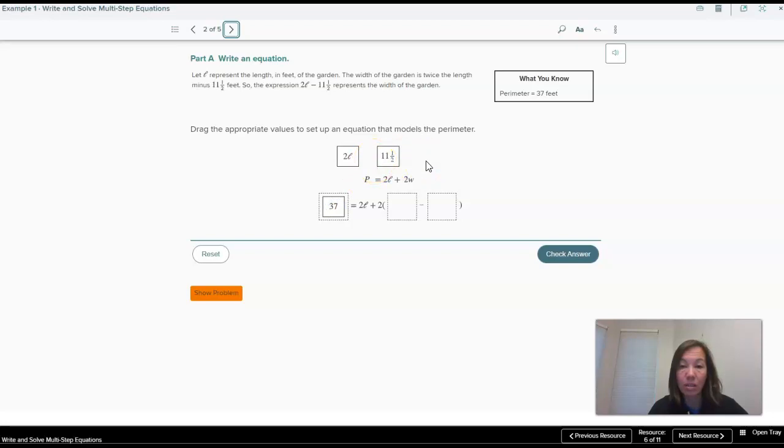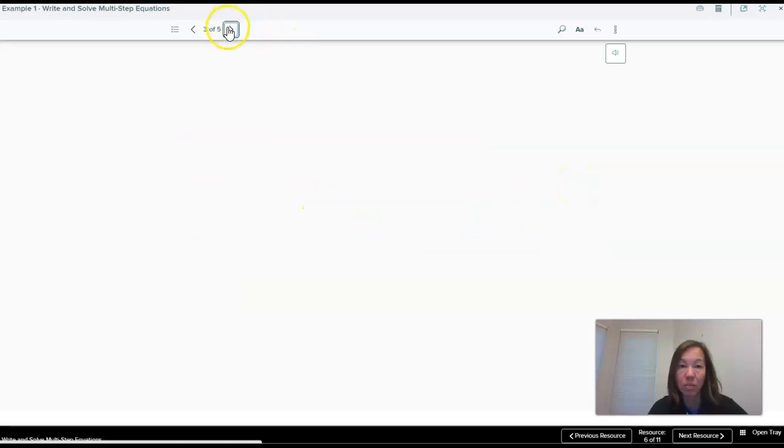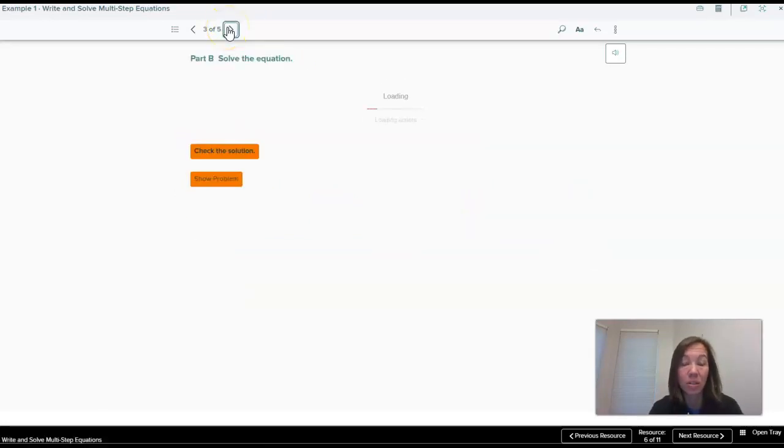And our width is going to be, we said, 2L minus 11.5. Okay? So here's your equation that we are going to solve. And now solve the equation.